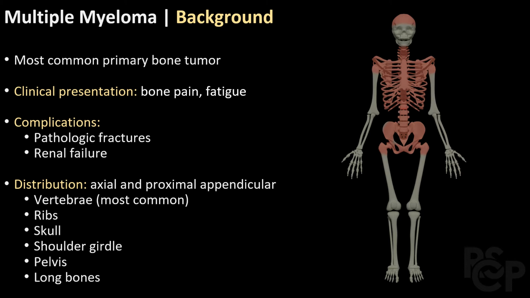The distribution you can see on the right is typically found in the axial and proximal appendicular skeleton, most commonly seen in the vertebra, but it can also be seen in the ribs, skull, shoulder girdle, pelvis, and long bones.